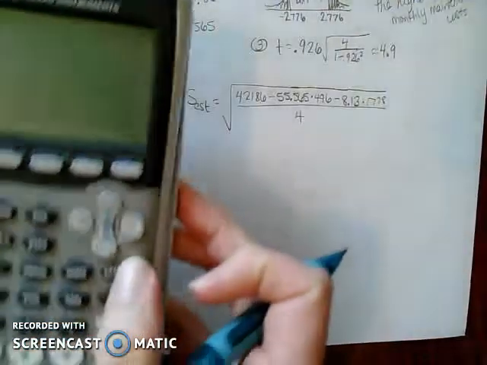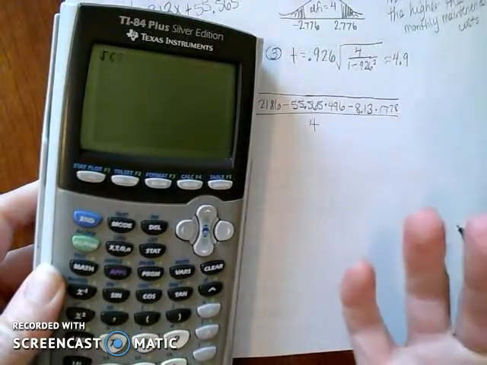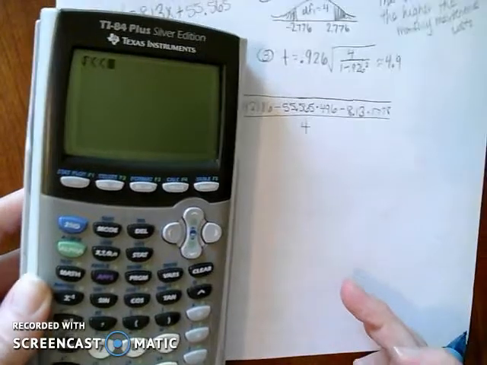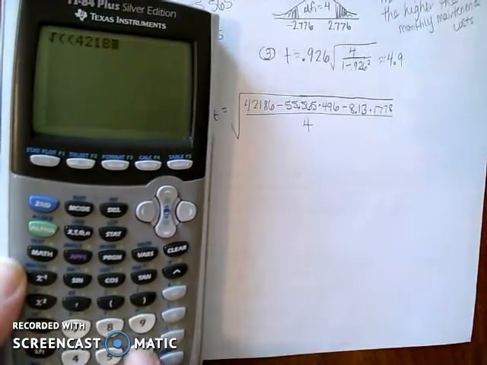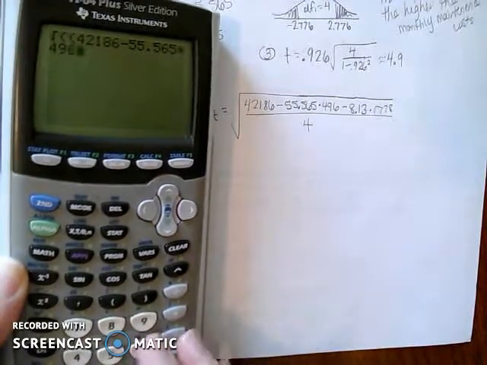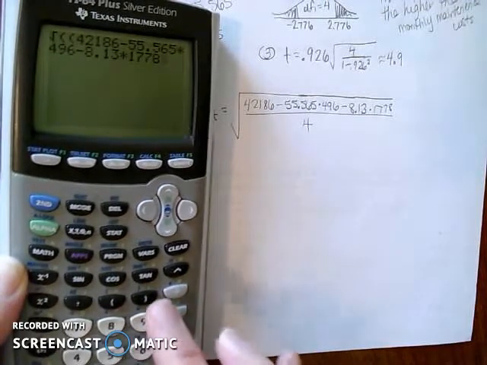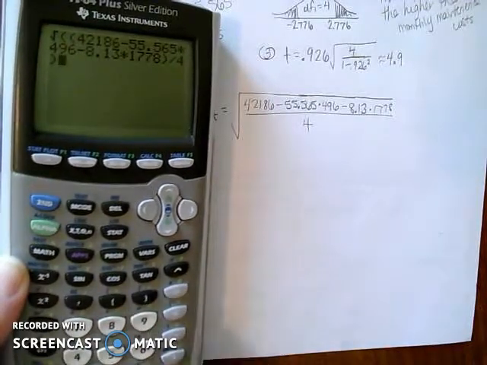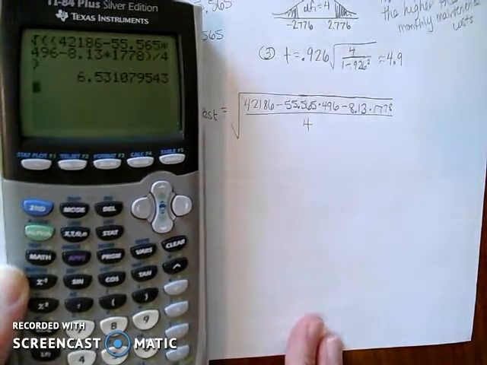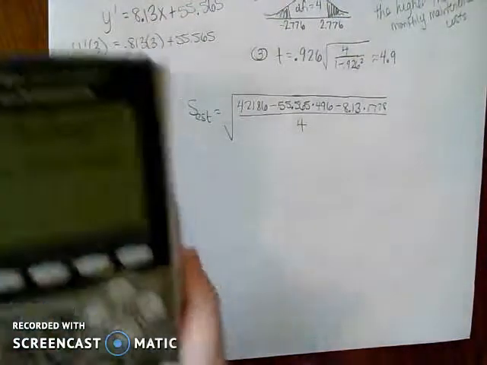Okay, so again, when you do your square root, those of you whose square roots grow, you don't really need this extra parenthesis, but you might want to put it in there. So you have your parenthesis, 42186 minus 55.565 times 496 minus 8.13 times 1778, parenthesis divided by 4, parenthesis. We're going to say 6.5, but I don't know if that's right. Okay, yep, 6.5.